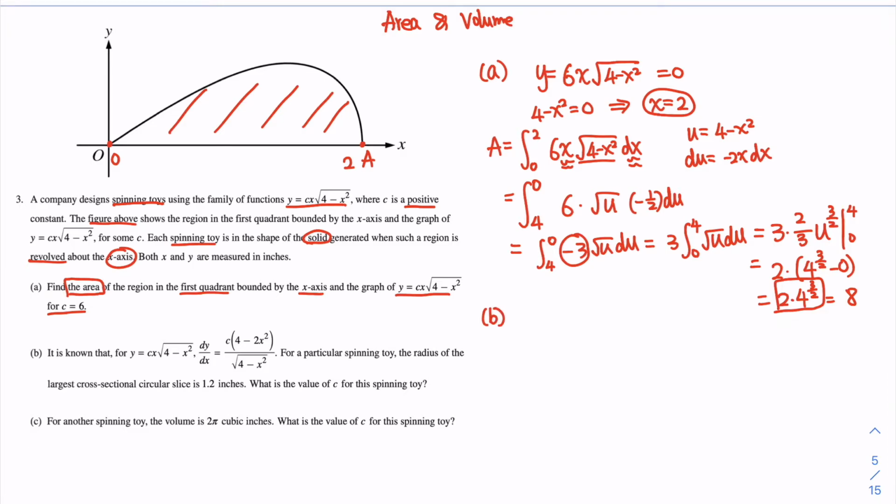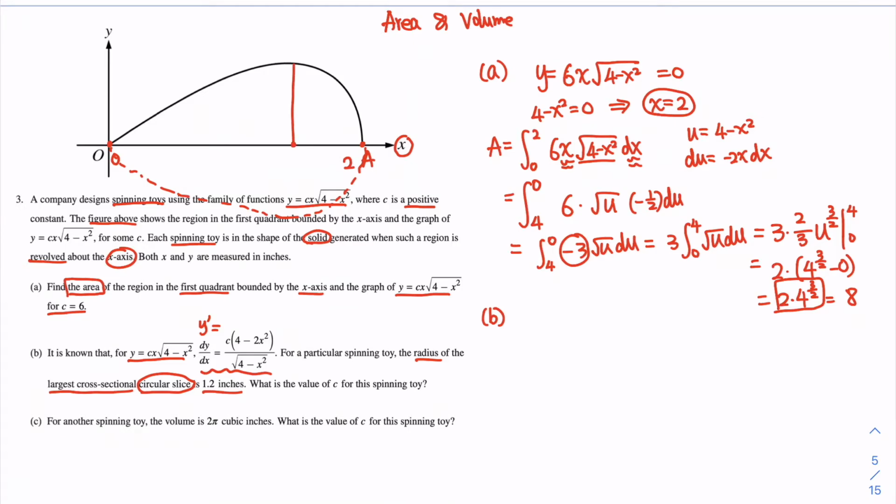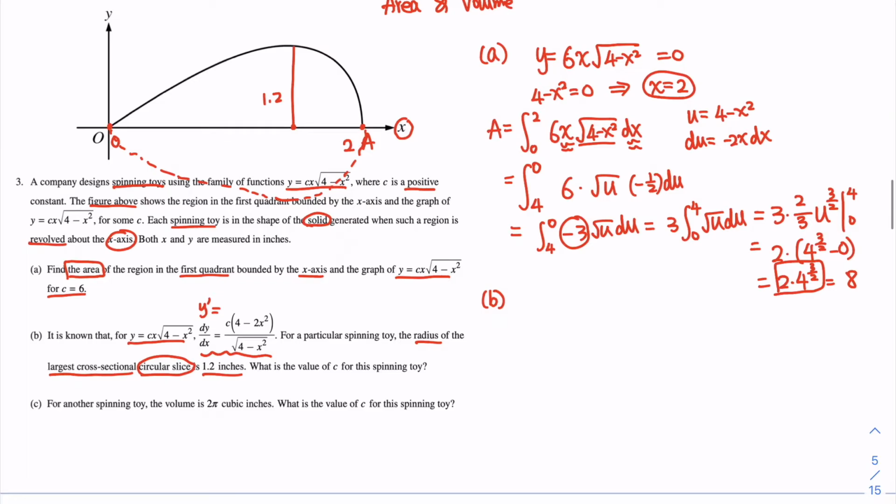Let's look at part B. It is known that y equals this, and dy over dx, so y prime, is given, so you don't have to take the derivative. For a particular spinning toy, the radius of the largest cross-sectional circular slice is 1.2 inches. Because we are revolving about the x-axis, the largest radius here is 1.2. So this basically gives the maximum value of y equals 1.2. So we are looking for what's the c value.